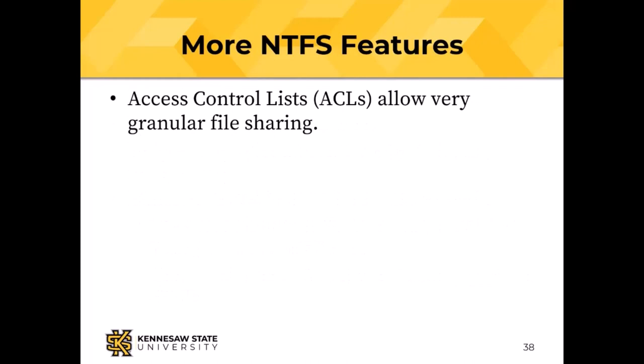Okay, NTFS uses this thing called access control lists. That can give us very granular control over file sharing. So instead of just being able to read, write, and execute, I can say whether someone can read a file, append to it, load it into memory, and so on. The NTFS journals the file metadata. The metadata is the descriptive data about the file, and journaling makes a backup copy of that data.